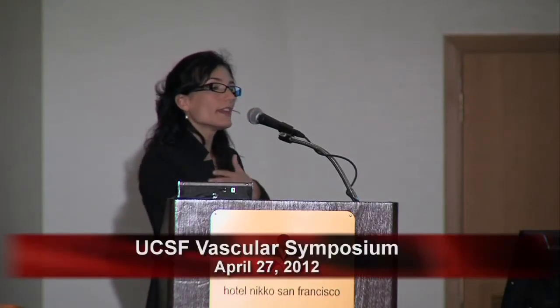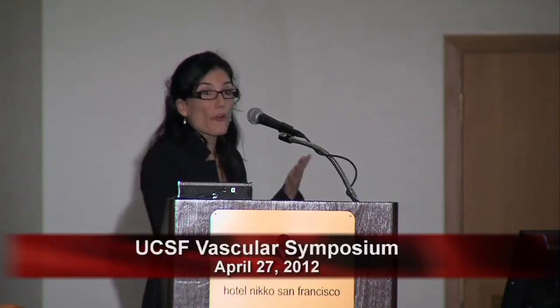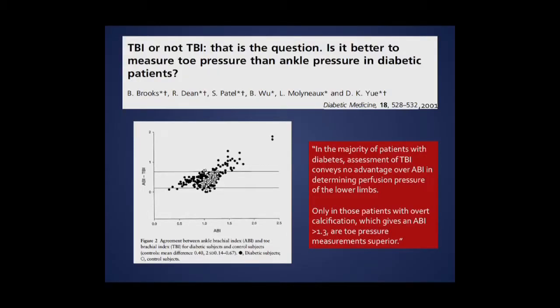Are there studies looking at what is the best? There are actually only a few studies. This one was published in 2001, "To be indexed or not to be indexed, that is the question." In this study, the authors found that in the majority of patients with diabetes, the TBI conveyed no advantage over the ABI for looking at perfusion in the limbs, except in the patients that had a fair amount of calcification, represented by an ABI of more than 1.3, which we would expect.